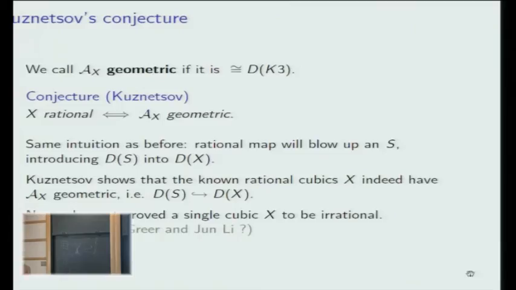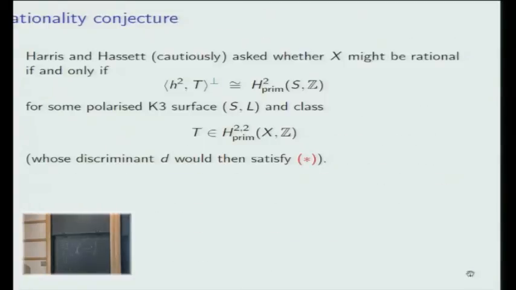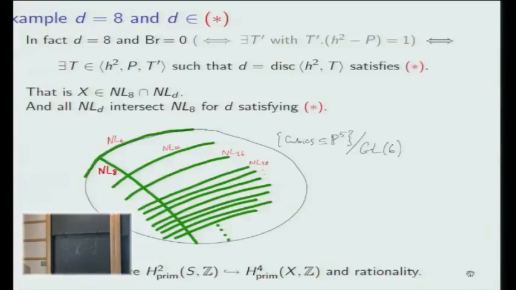Right, so what I'm going to try and do, the point of this talk, is to show that Kuznetsov's condition, so this AX being geometric, being the derived category of K3, should be entirely cohomological. It should be the same as Hassett's condition. And so how am I going to do that? I'm going to start, you remember that picture? I'm going to start on this locus here, which we understand very well. I've explained this locus.